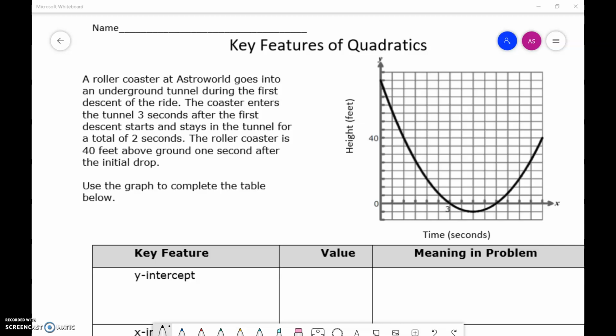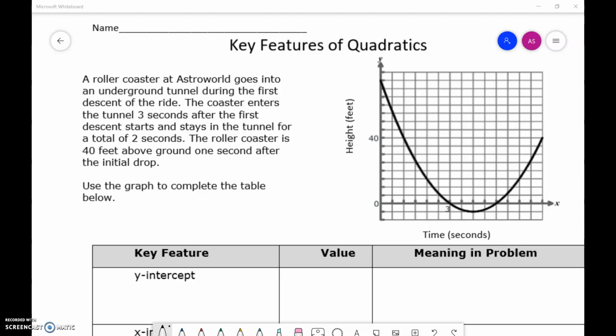A roller coaster at Asheville goes into an underground tunnel during the first descent of the ride. The coaster enters the tunnel 3 seconds after the first descent starts and stays in the tunnel for a total of 2 seconds. The roller coaster is 40 feet above the ground 1 second after the initial drop. Use the graph below to complete the table.